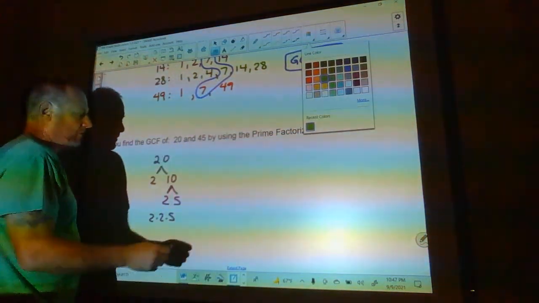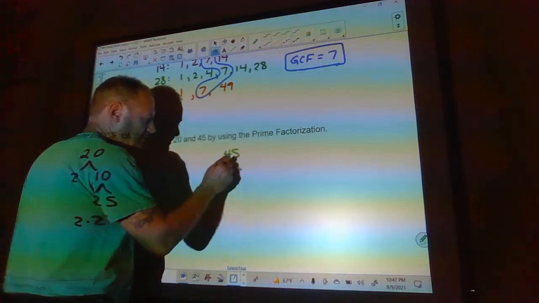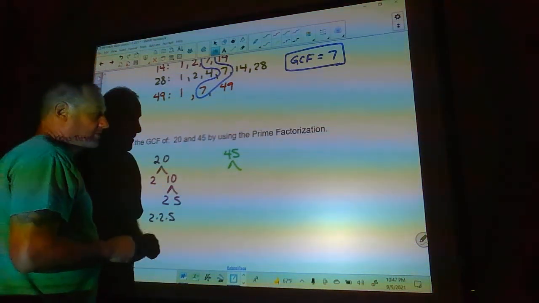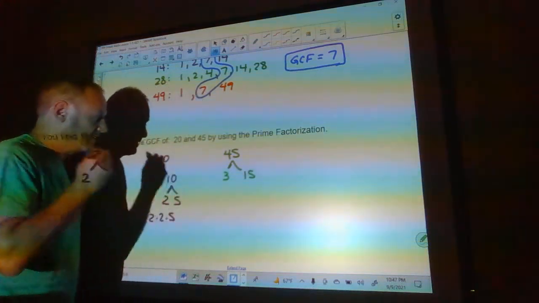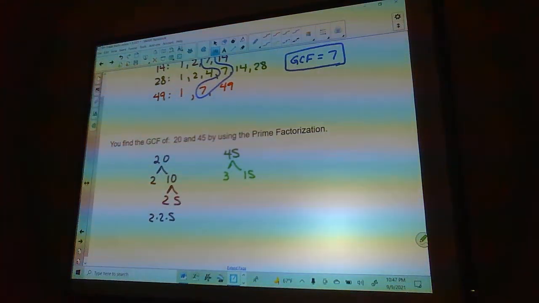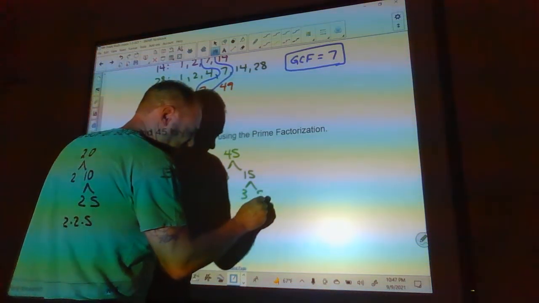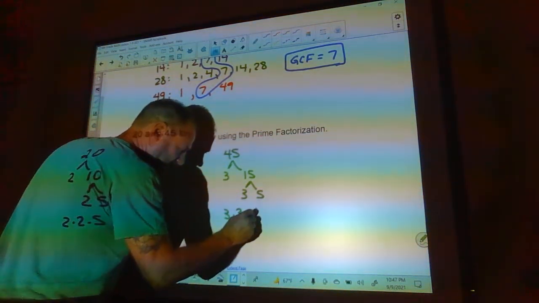Now let's look at 45. Let's see, prime number that'll go in there. I could do 3. 3 times 15 is 45. 15 can be split up into 3 times 5. So it's 3 times 3 times 5.